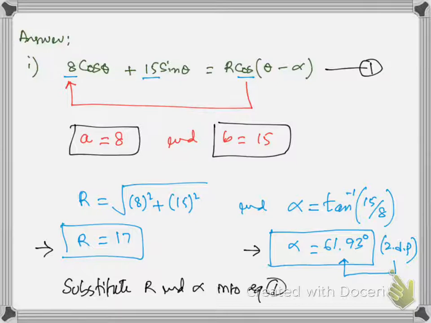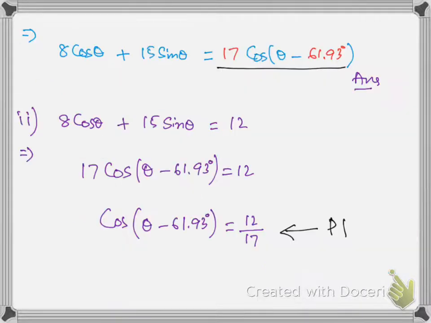This is the way to get the value of r. Use Pythagoras, 8 square plus 15 square. The value of r is 17 and the value of alpha is tan inverse b upon a, which is 61.93. Write alpha up to 2 decimal places. After getting the values of r and alpha, substitute both into equation number 1. So when you substitute r and alpha into equation 1, you will get this answer. And this is the requirement. Always give the exact value of r, because it is the requirement of the question, giving the value of r in exact form.